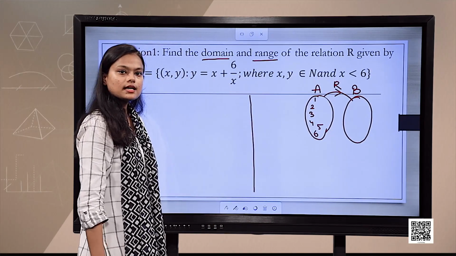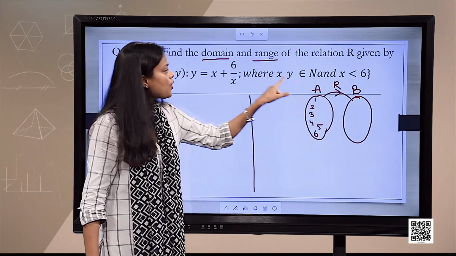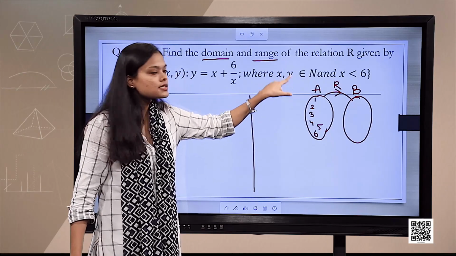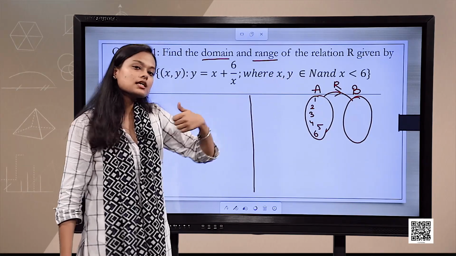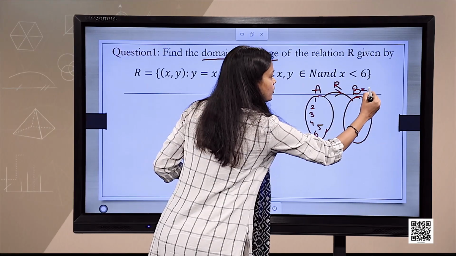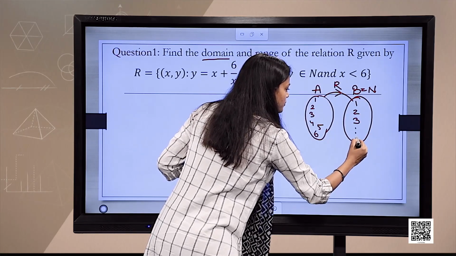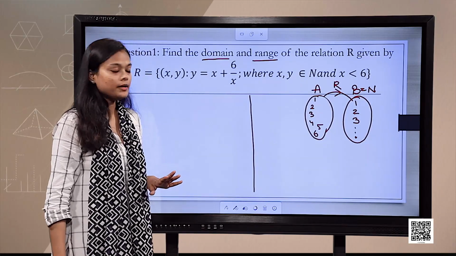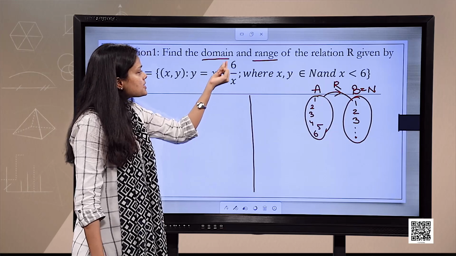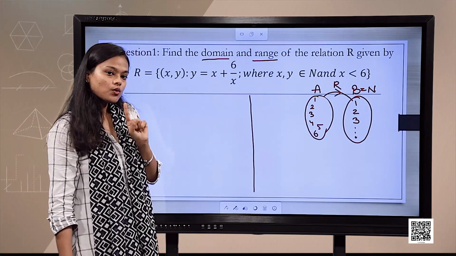These are the elements in set A, and in set B all those natural numbers, but no condition is there for y. That means it can be any natural number. Okay? So, that means B is nothing but equal to the set of natural numbers 1, 2, 3 and so on. Fine. Now, the relation is y is equal to x plus 6 by x. Let us take the first element 1.